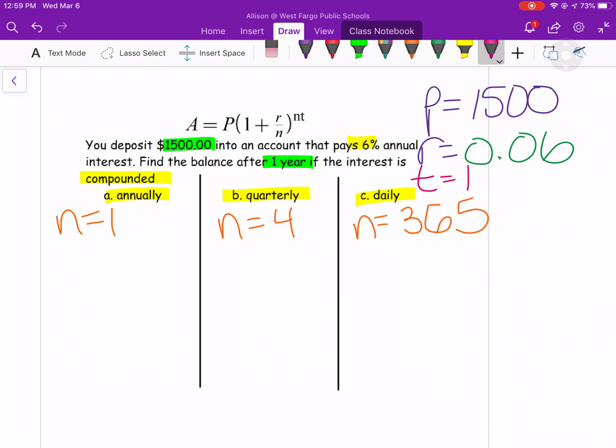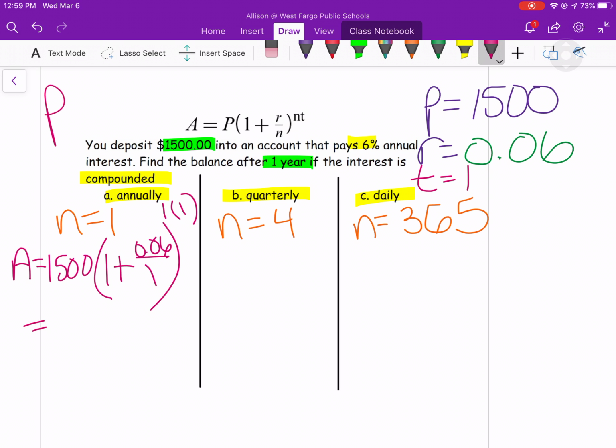I'll start with the annual one. A is going to be our total amount after this year. It's going to be the initial amount, $1,500, parentheses, 1 plus the rate, 0.06, divided by the number of times it's compounded, so divided by 1, over, and then it's N times T. In this case, it'll be 1 times 1. So N is 1, T is 1.